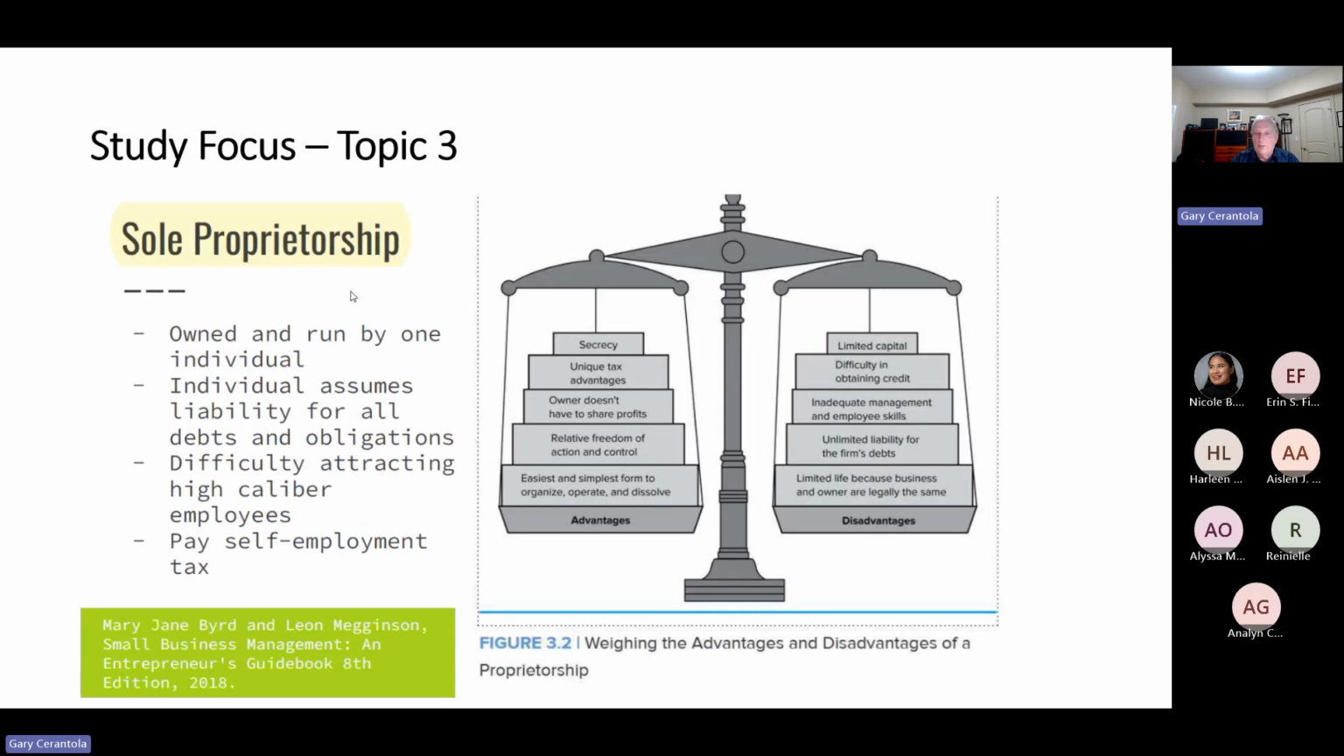So sole proprietorship, owned and run by one individual. The individual assumes the liability, all the debts, obligations. So you're on the hook. So your house is at stake here. A creditor can take over your house if you're not paying your debts, those kinds of things.